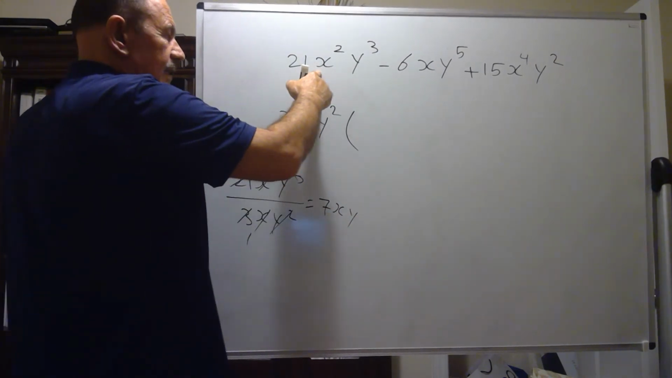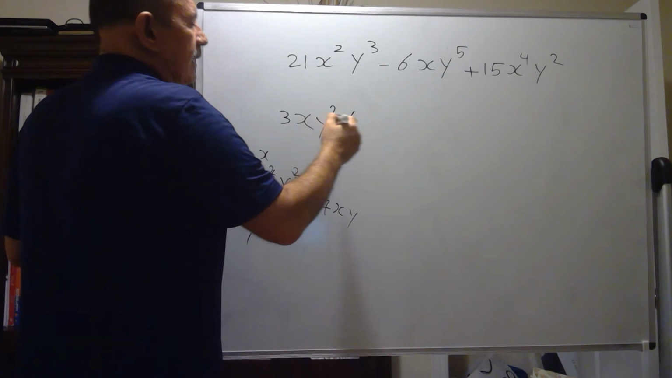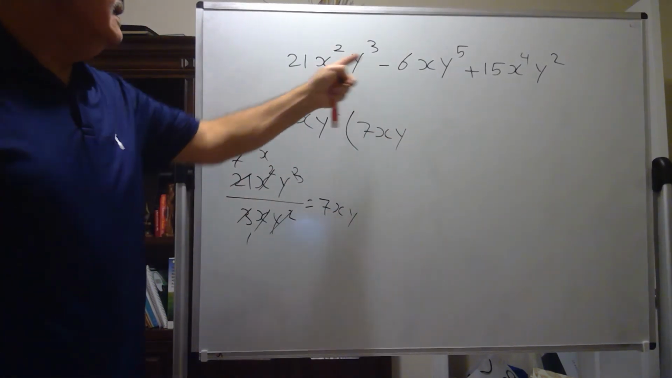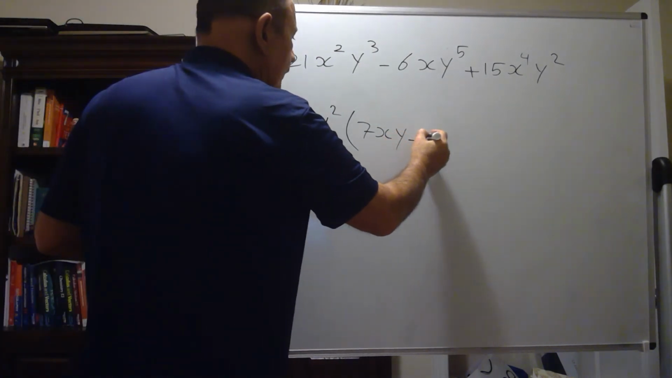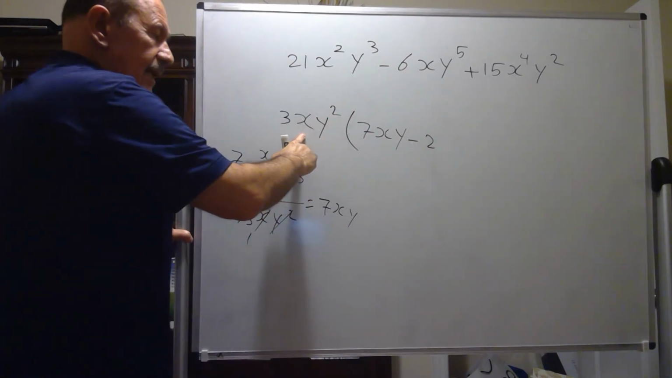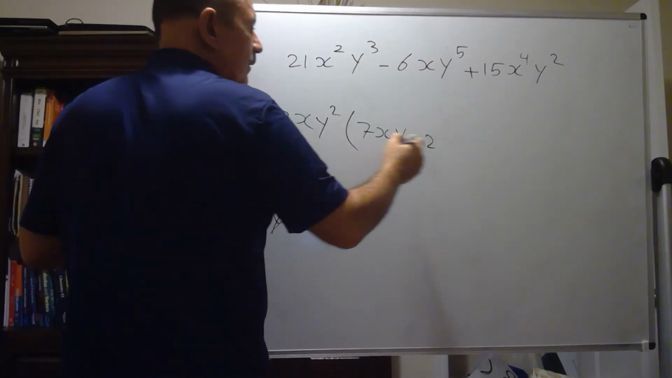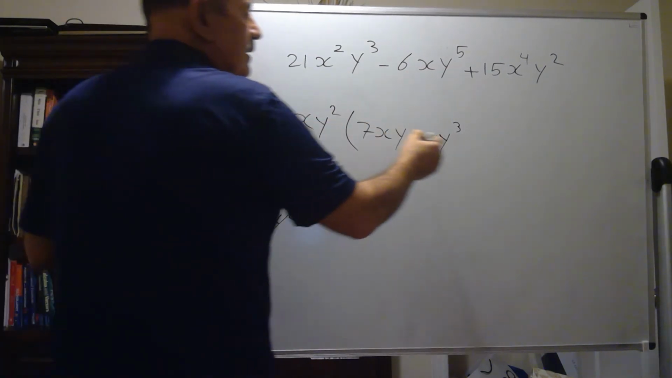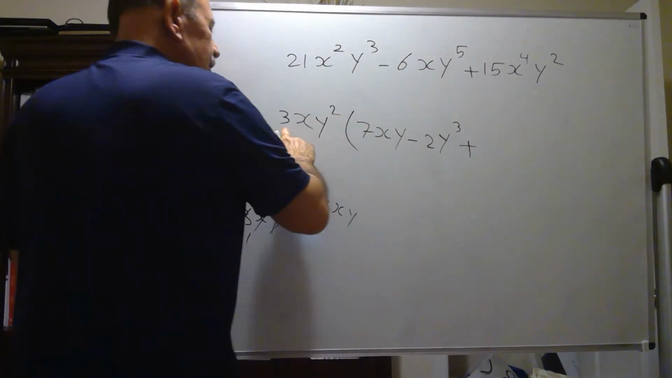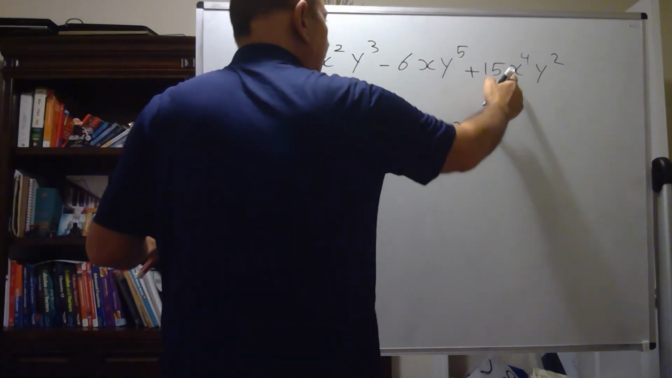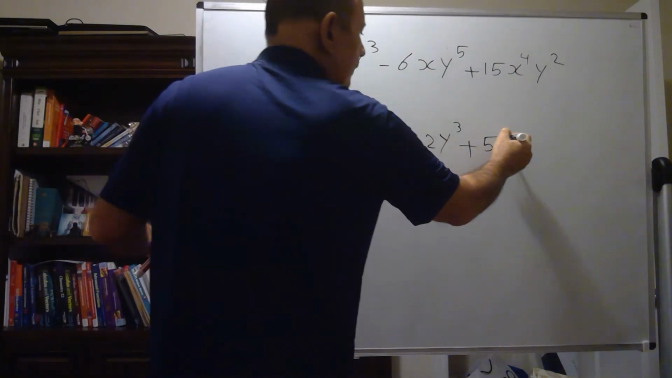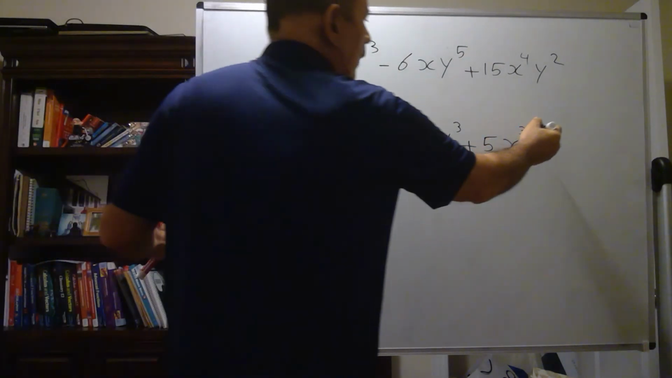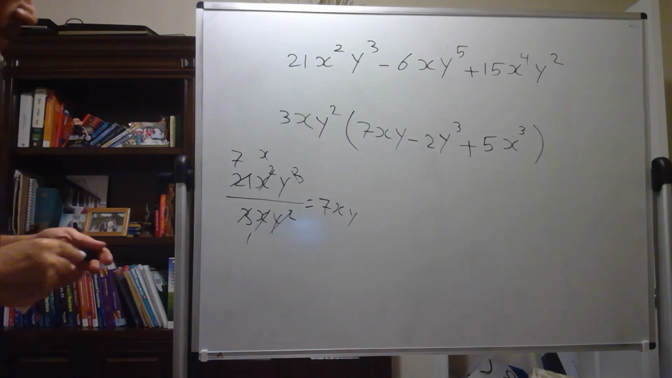So the first term divided by the GCF is 7xy. Then negative 6 divided by 3 is negative 2. x divided by x cancel each other. y to the power of 5 divided by y squared is y cubed. Positive divided by positive is positive. 15 divided by 3 is 5. x to the power of 4 divided by x is x cubed. y squared divided by y squared is 1. So this is the result.